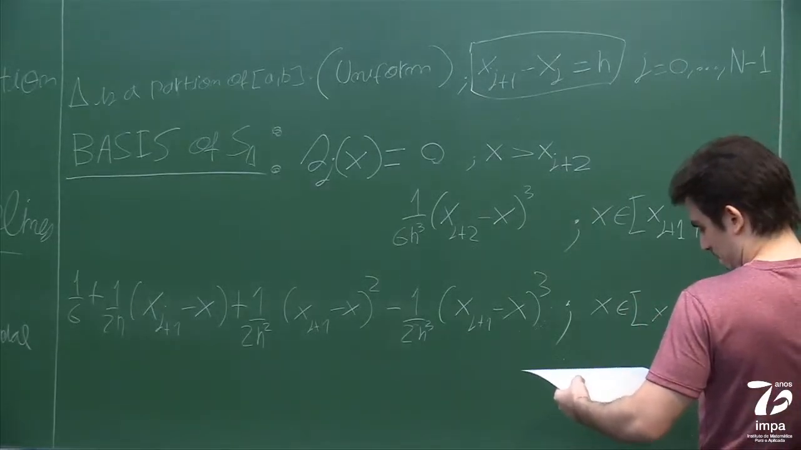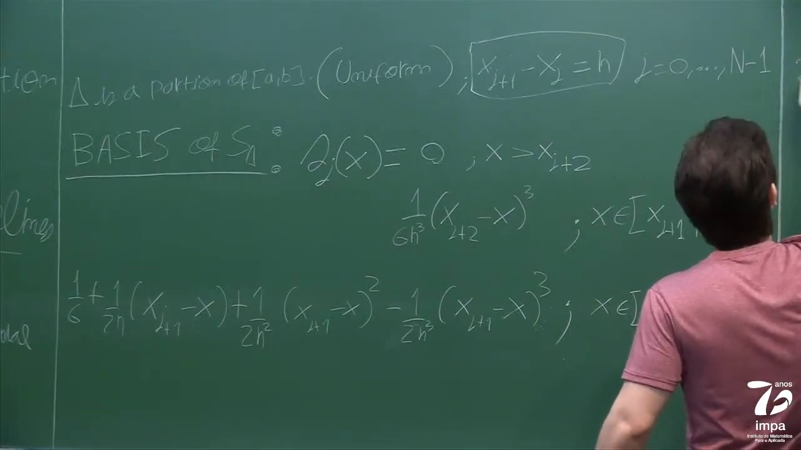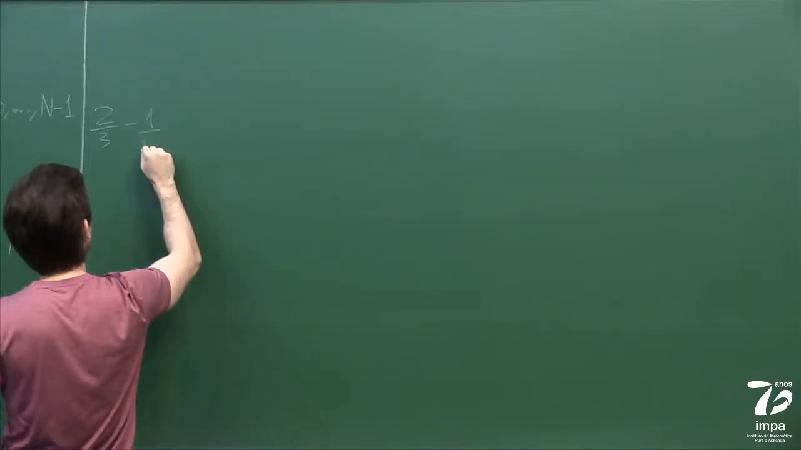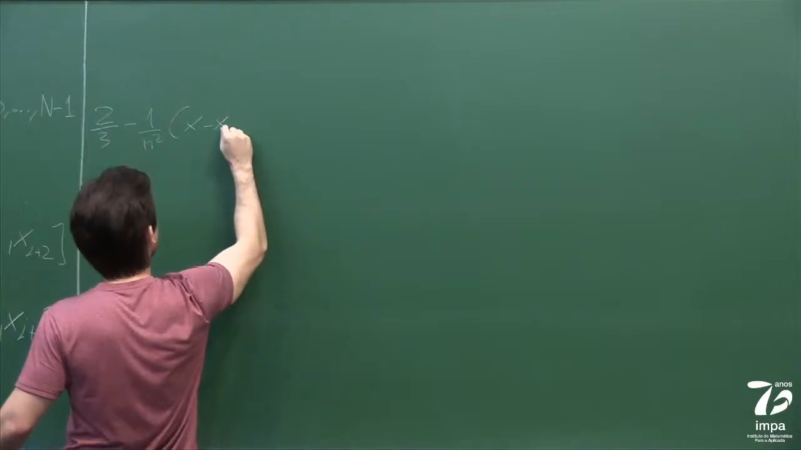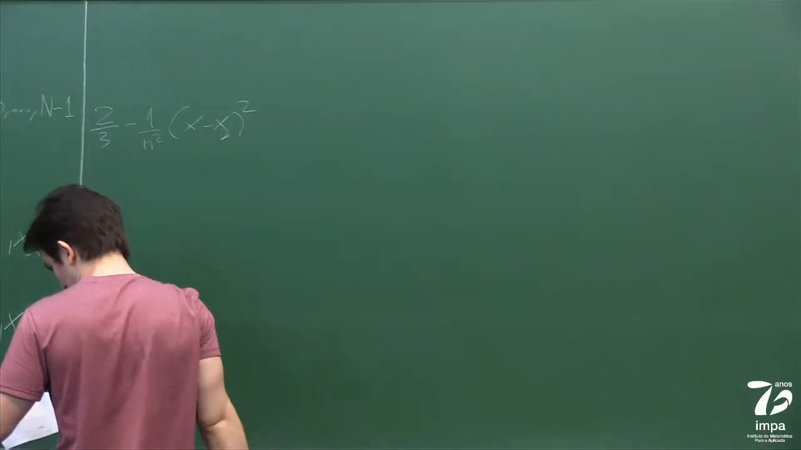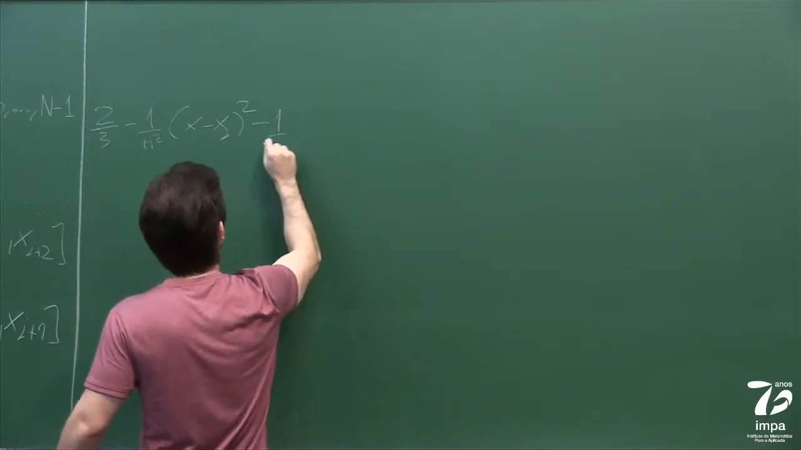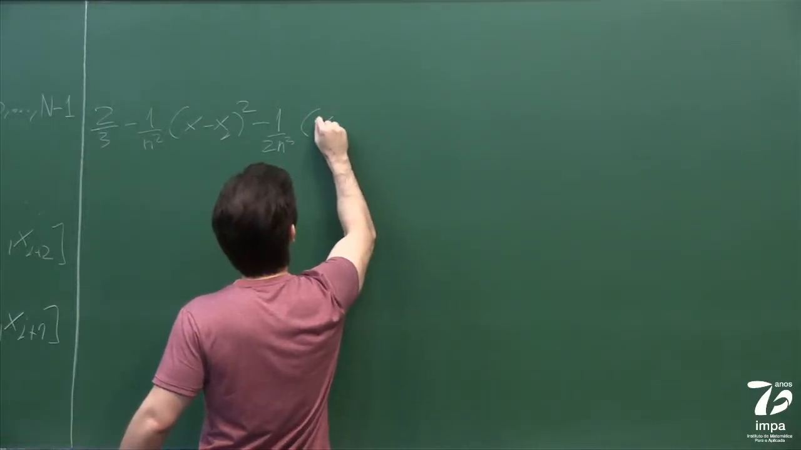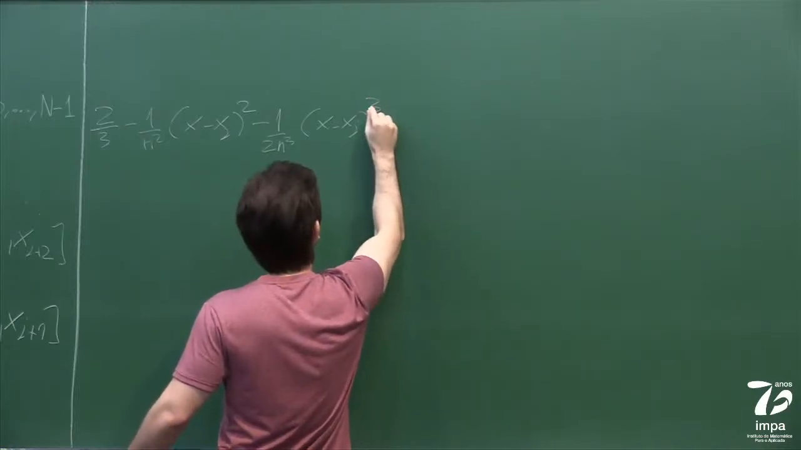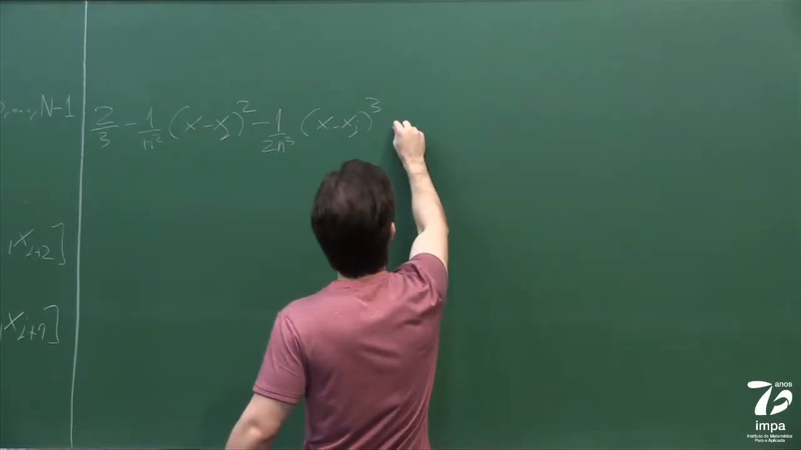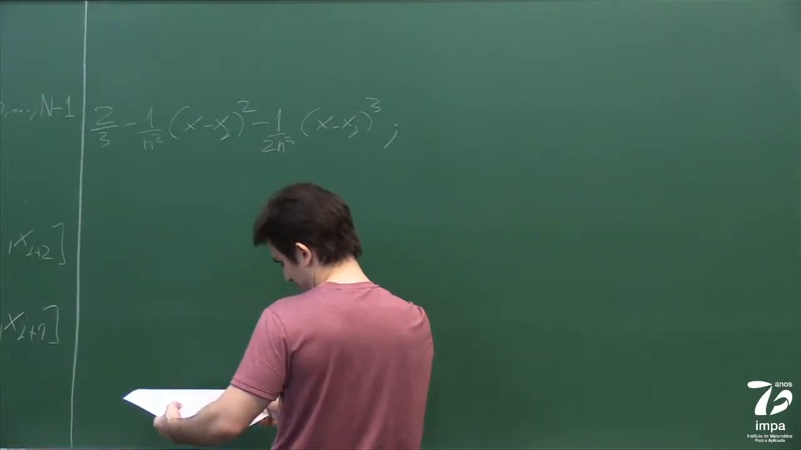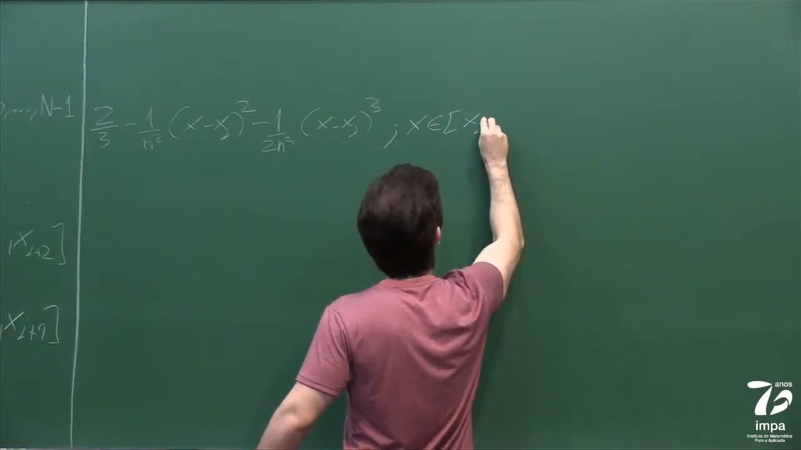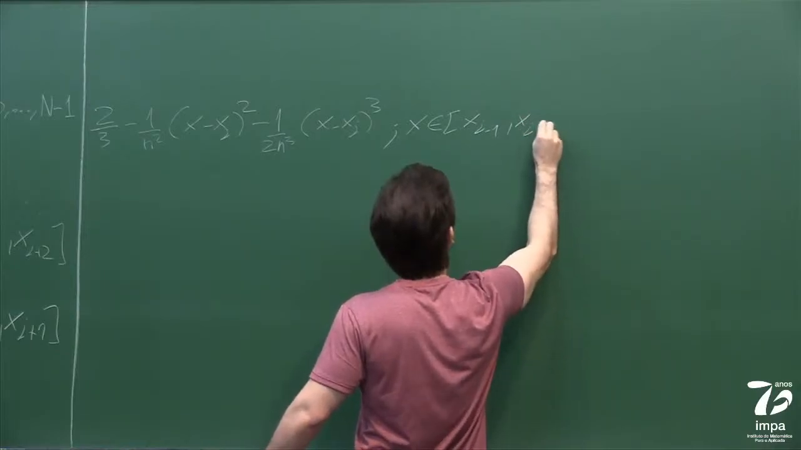Okay. And 2 over 3 minus 1 over h squared times x minus xj squared, minus 1 over 2h cube, x minus xj cube, when, then again, x is between xj minus 1 and xj.